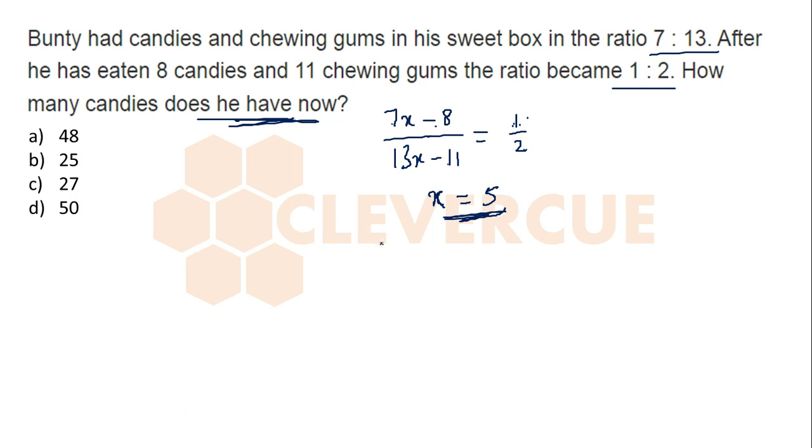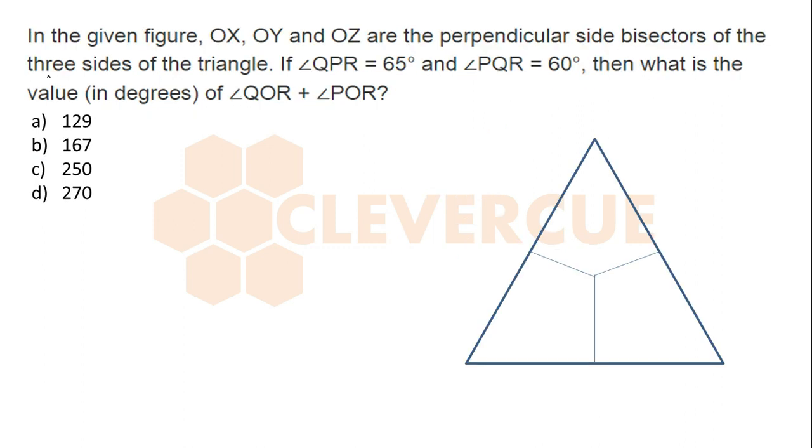Now initially Bunty will be having 7x candies, which is equal to 35. Now he has eaten 8 candies, so 35 minus 8. 35 minus 8 will be 27. Option C is the right answer.